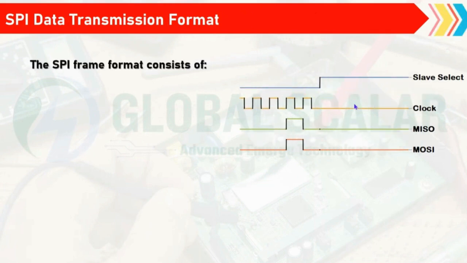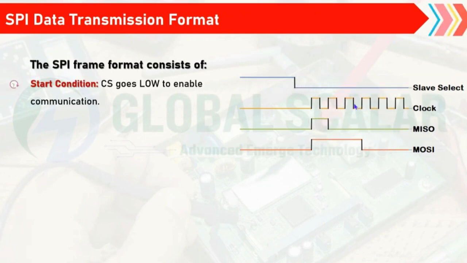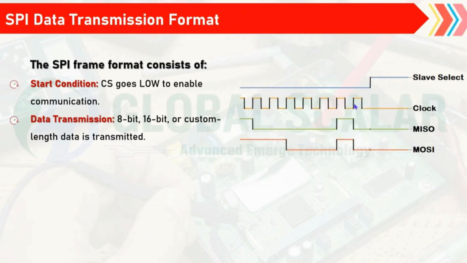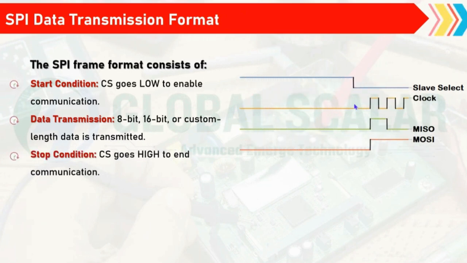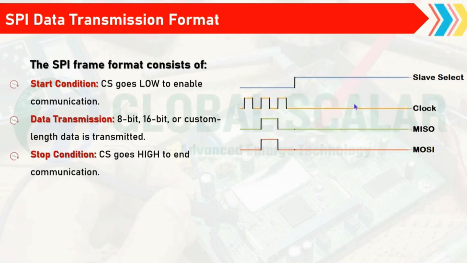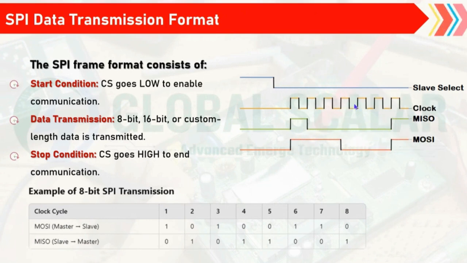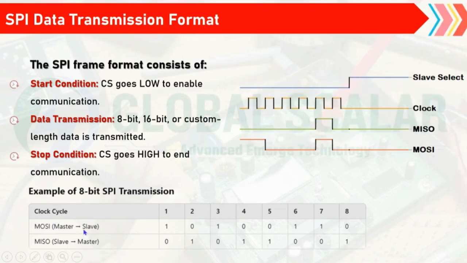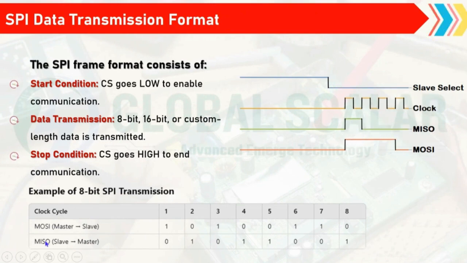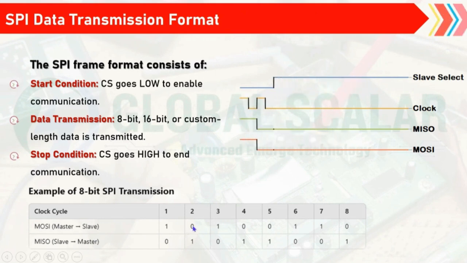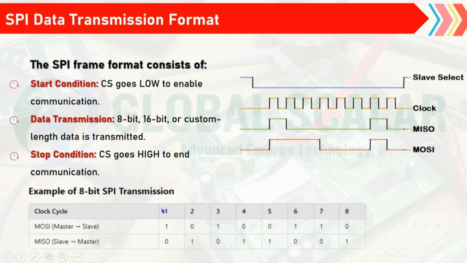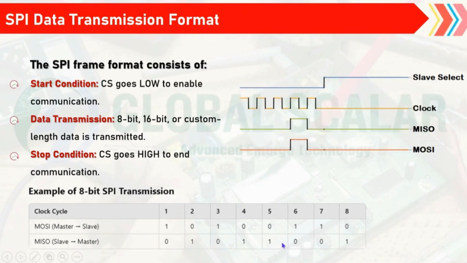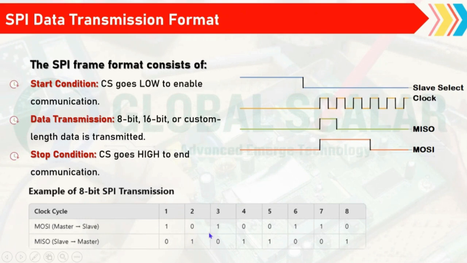How can data transfer happen in SPI? The format is: slave select goes low to enable communication. The data can be 8 or 16 bits, depending upon the custom length of the data. And the stop condition is CS going high to end communication. So these are some examples of how data will be transferred from master output to slave input, and master input to slave output. This is the example of 8-bit data, how it is transferred and received by the slave from the master end.